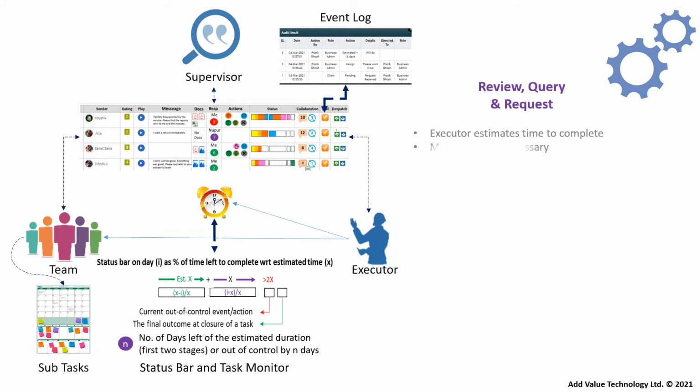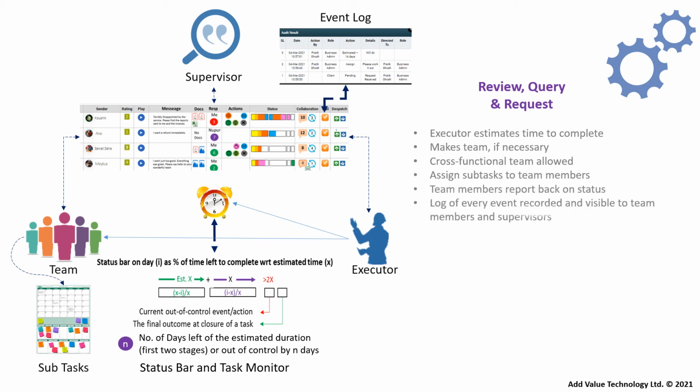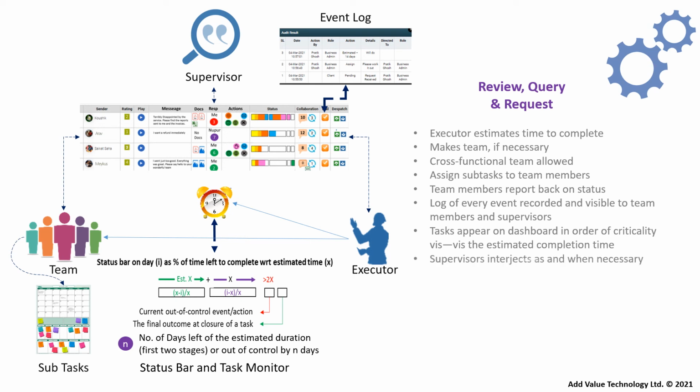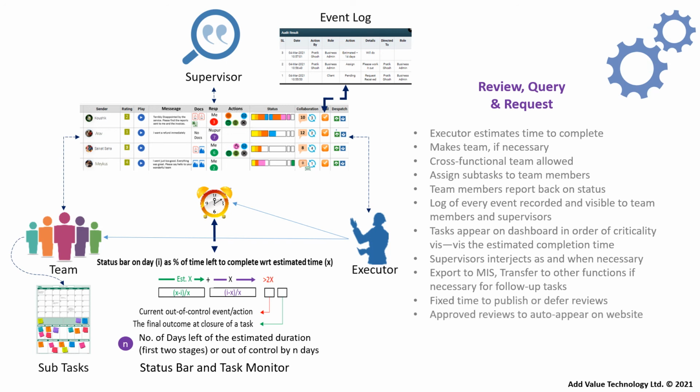originator and the executor. The same principle is used for queries and reviews where the underlying task, instead of being publishing of podcast, is a general one with the objective of closing it on time. As for reviews, the time is fixed to complete the task. If the review is accepted by the executor, it is automatically published on the business website.